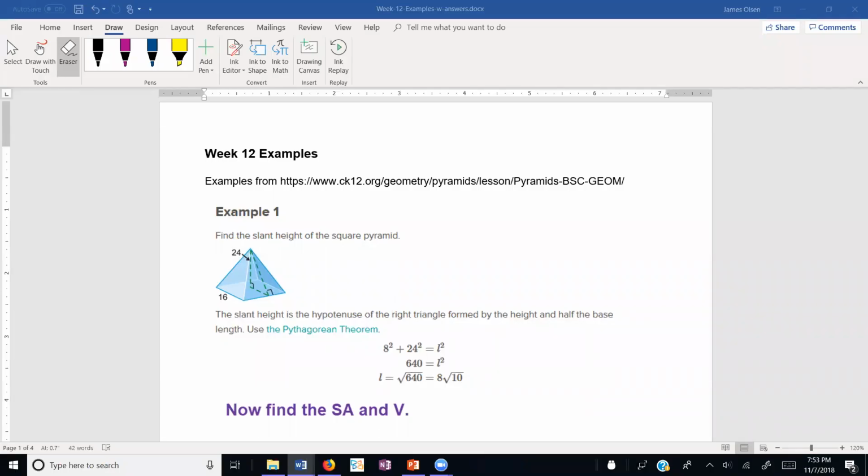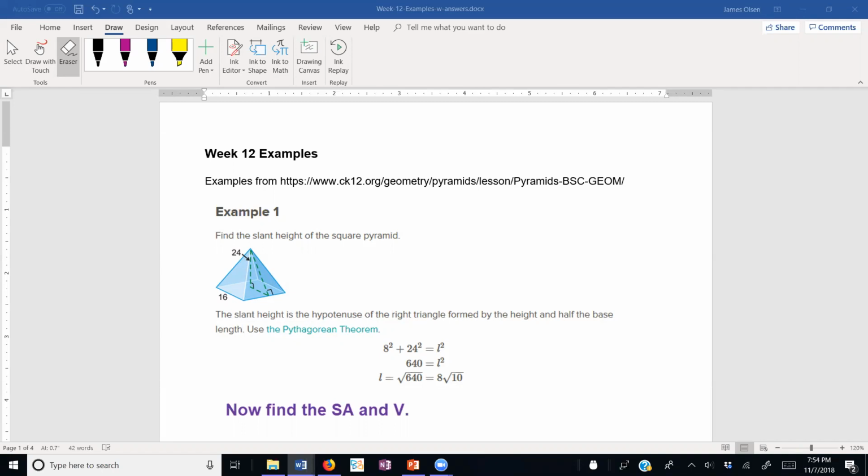Now I'd like to turn to the week 12 example handout. In the first example, we have a square-based pyramid, and we have that 16 is the base edge. It's a square with 16 on each side. And the height of the triangle is 24. The arrow in this particular graphic is a little bit off, but it is the regular height, not the edge height. We see the Pythagorean relationship using the apothem, the height, and the slant height.